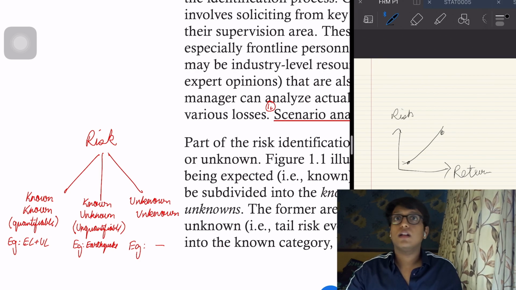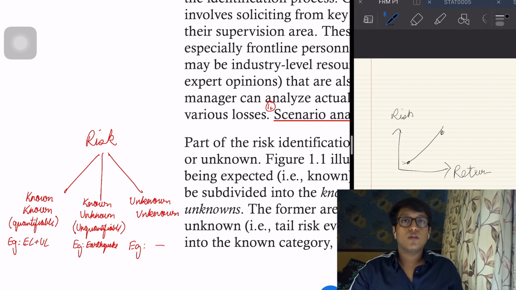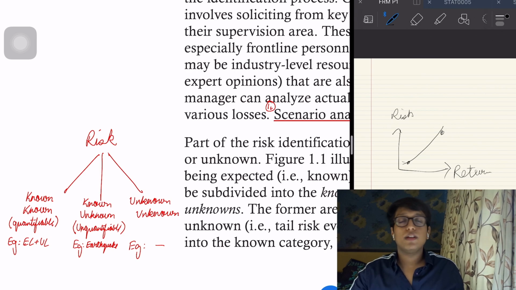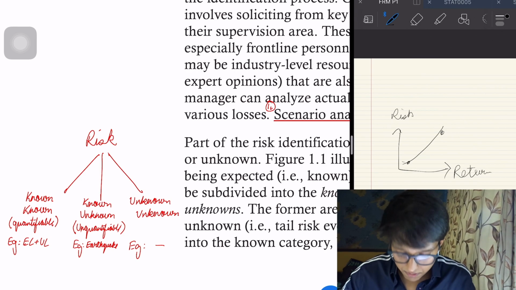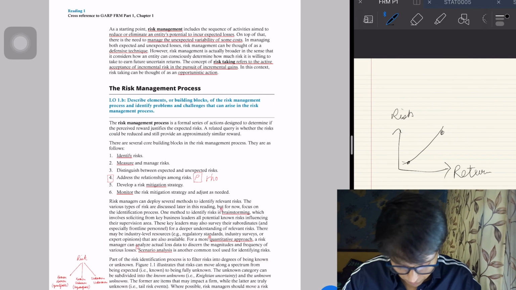Anything can happen. Let's say COVID was an unknown unknown. Not for some people, there were movies, etc. You may say, but let's call it an unknown unknown for now. And I obviously can't give you an example for that.